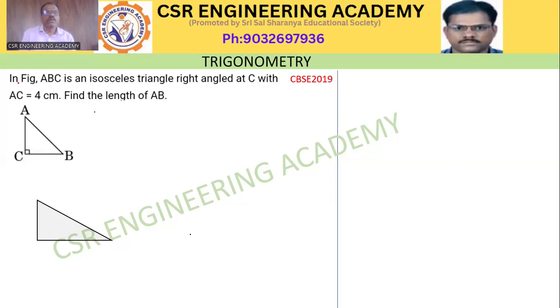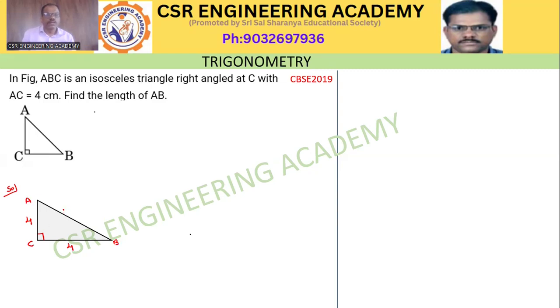In the figure, ABC is an isosceles triangle, right angle at C, with AC equal to 4 centimeters. Find the length of AB. Given: ABC is a right-angled triangle, right angle at C, AC is equal to 4 centimeters. BC is also equal to 4 centimeters, that is, ABC is an isosceles triangle.